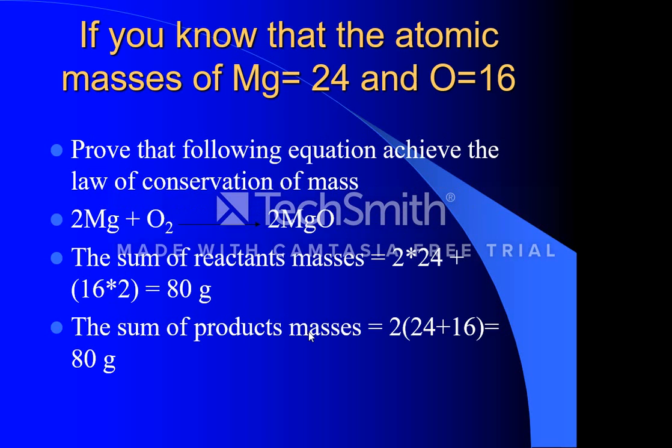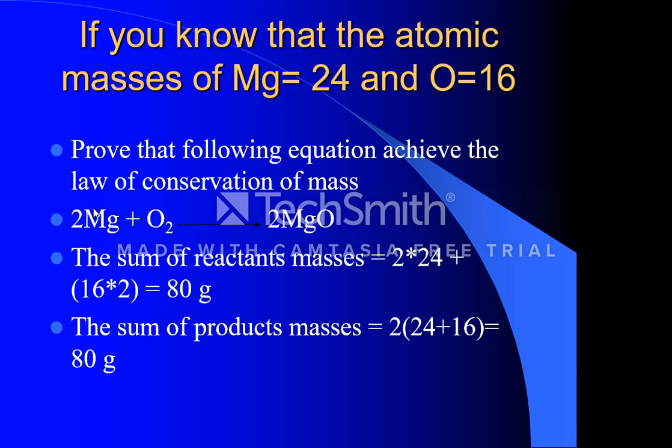If you know that the atomic masses of magnesium 24 and oxygen 16, prove that the following equation achieves the law of conservation of mass. 2 Mg plus O2 yields 2 MgO. Okay, to answer this question, you should calculate the reactant mass individually, then the product mass as well. If they are equal, this achieves the law of conservation of mass. If they aren't, this is an unbalanced equation, or there is something wrong in this equation.